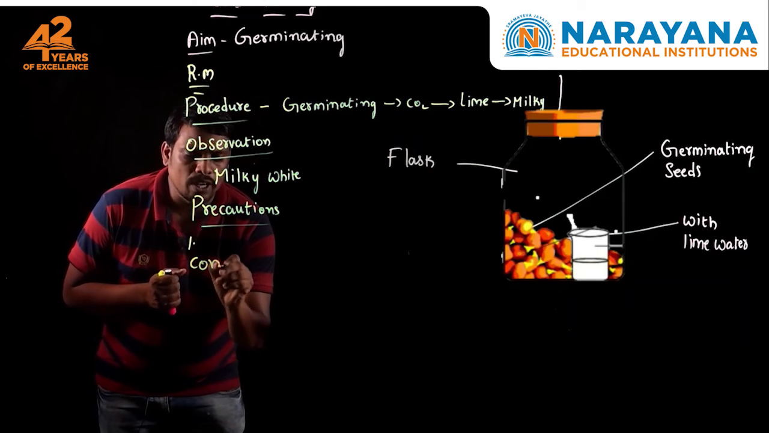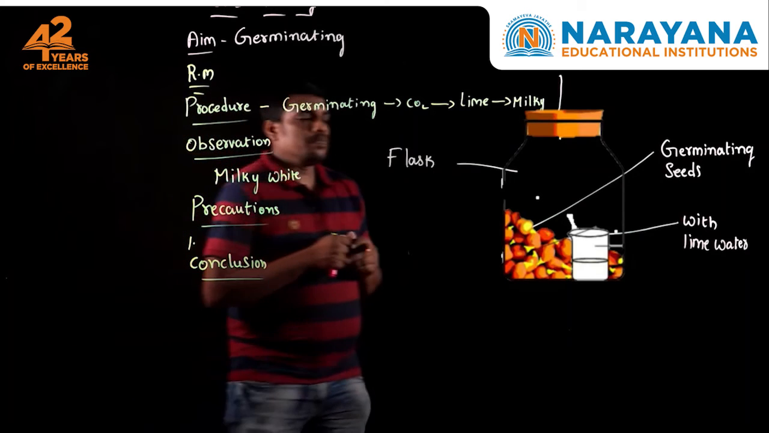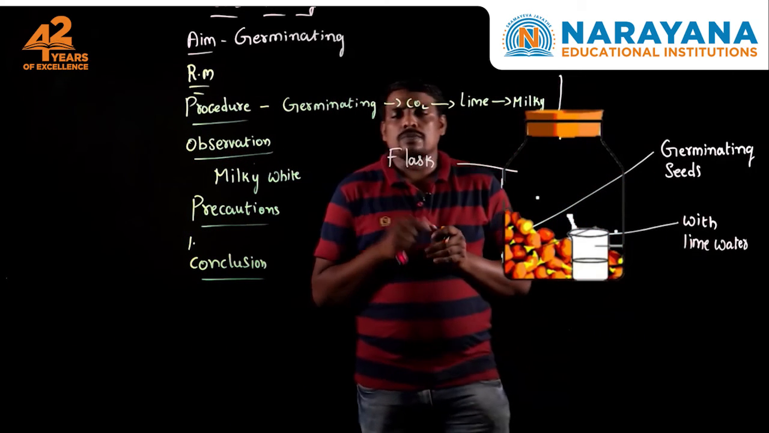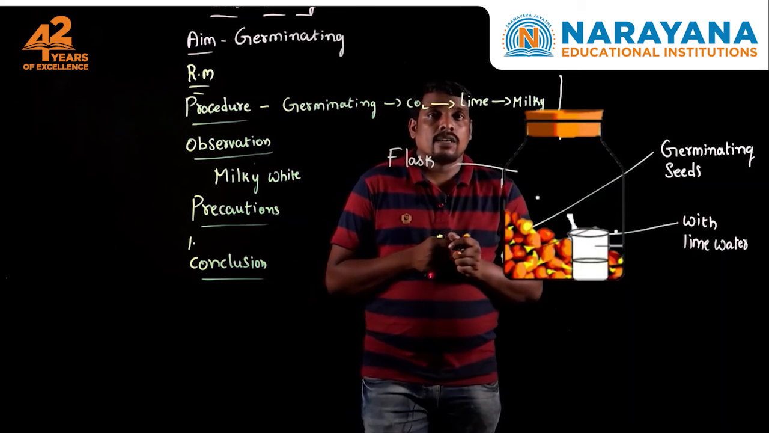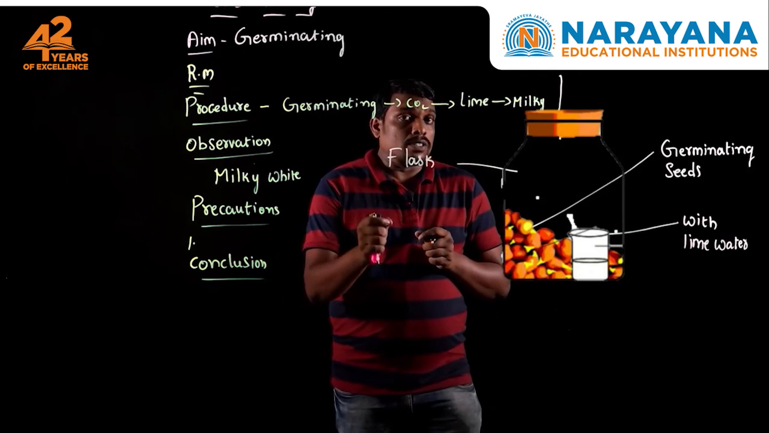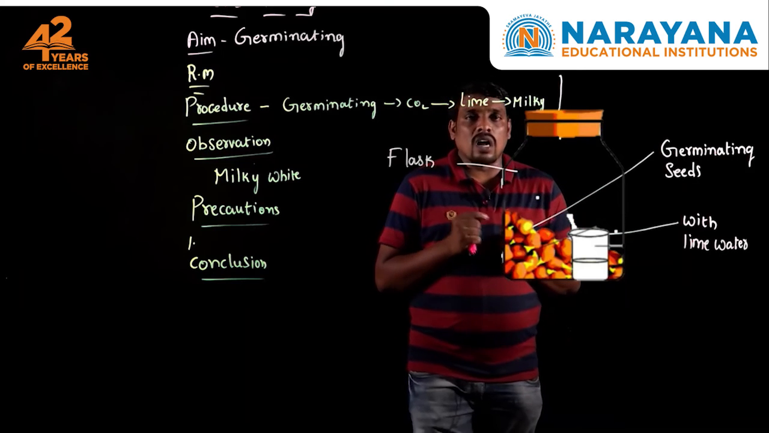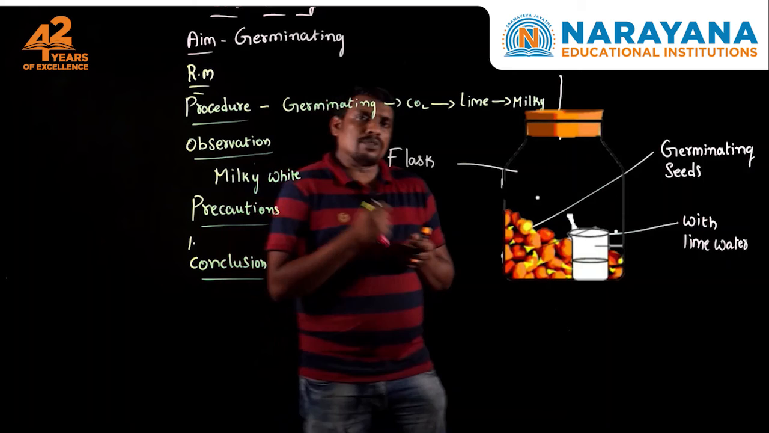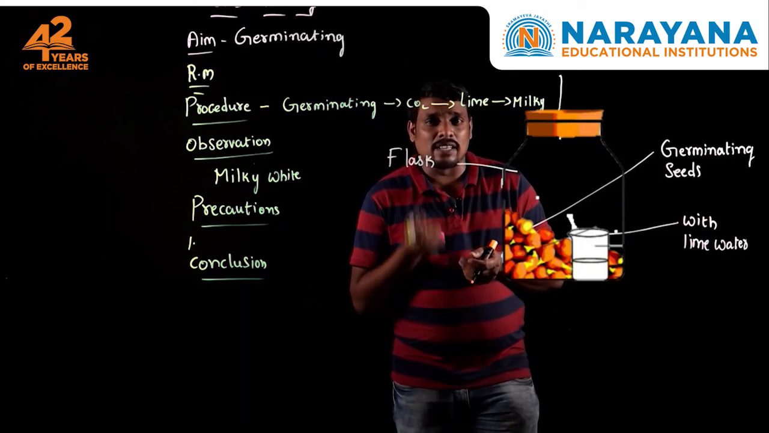Finally, we have to write the conclusion. By the above experiment, I have understood that when carbon dioxide reacts with lime water, it gives a milky white precipitate. That milky white precipitate was produced by the germinating seeds, which shows that germinating seeds undergo the respiration process. So all growing plants show respiration. Respiration is a common process in living organisms like plants and animals and even bacteria.